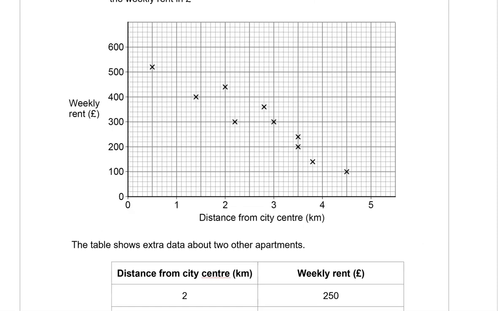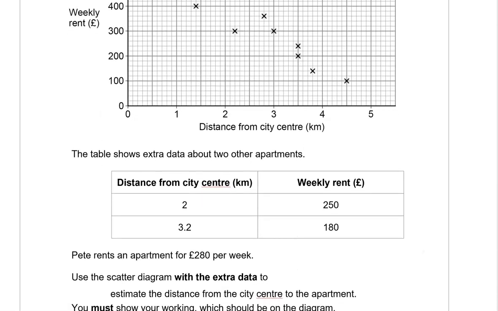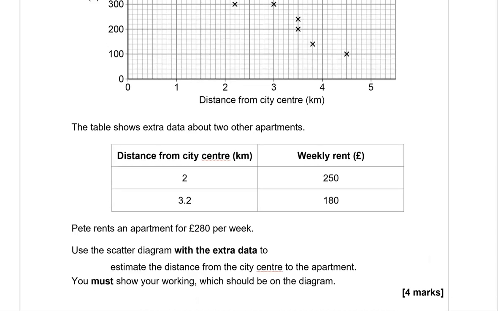The table shows extra data about 2 other apartments. Pete rents an apartment for £280 per week. Use the scatter diagram with the extra data to estimate the distance from the city centre to the apartment. You must show your working, which should be on the diagram.